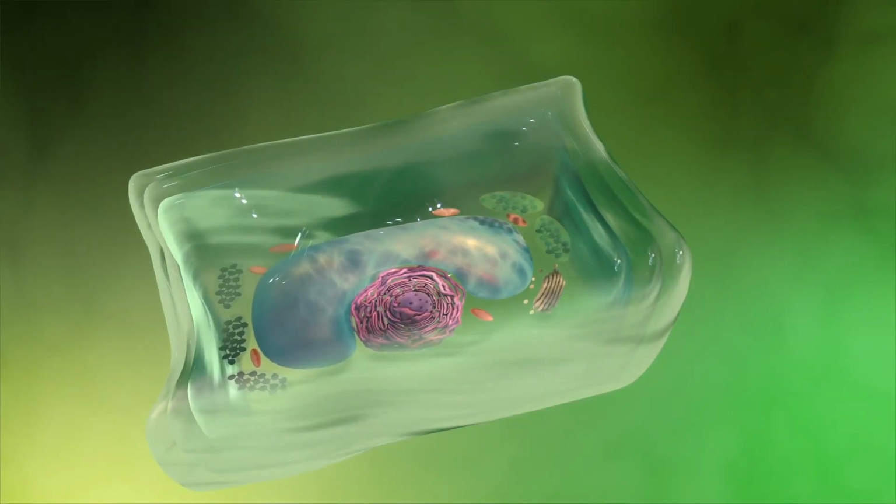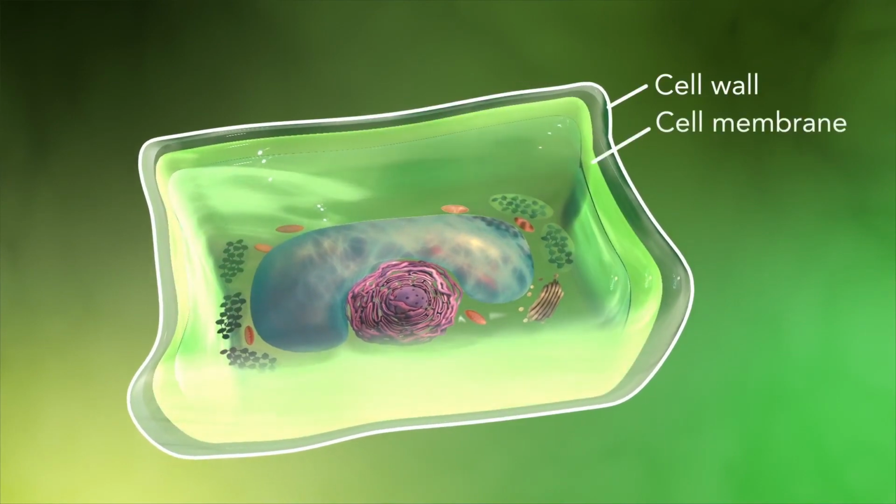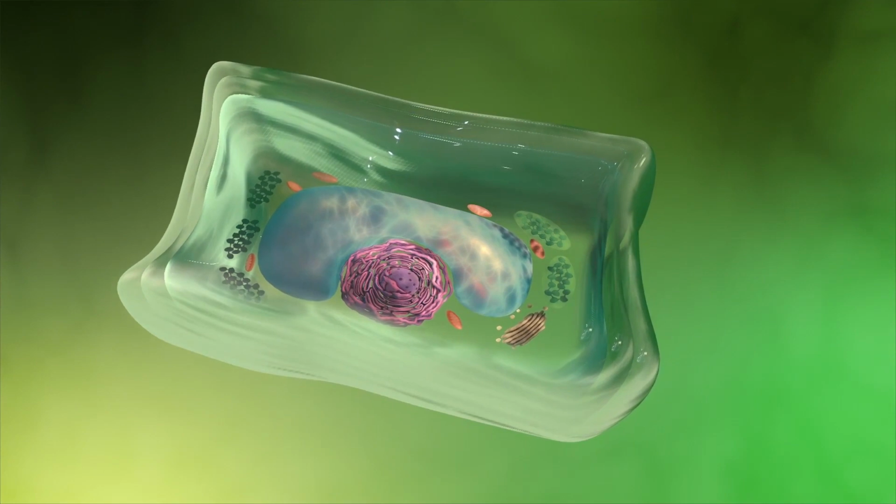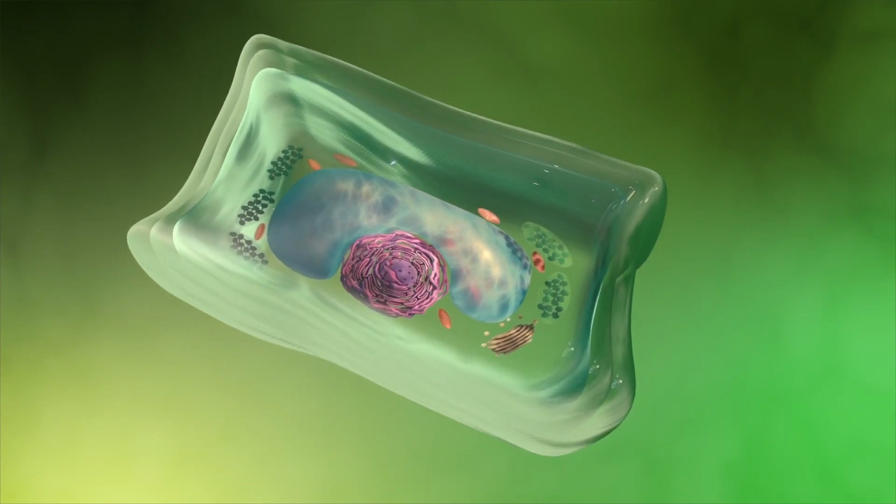Plant cells also have a cell wall outside of their cell membranes that shape, support, and protect the plant cell. Animal cells never have a cell wall.